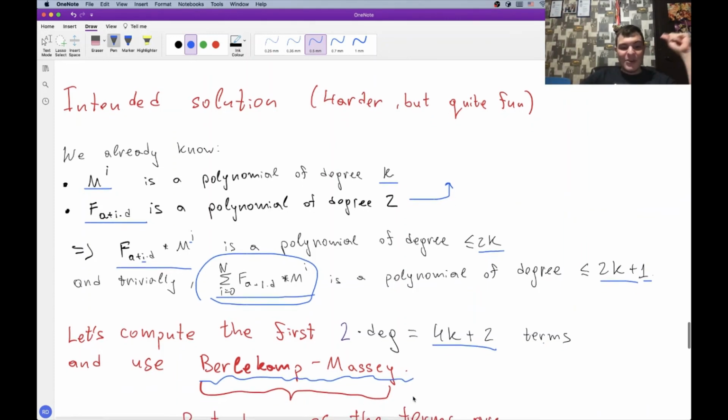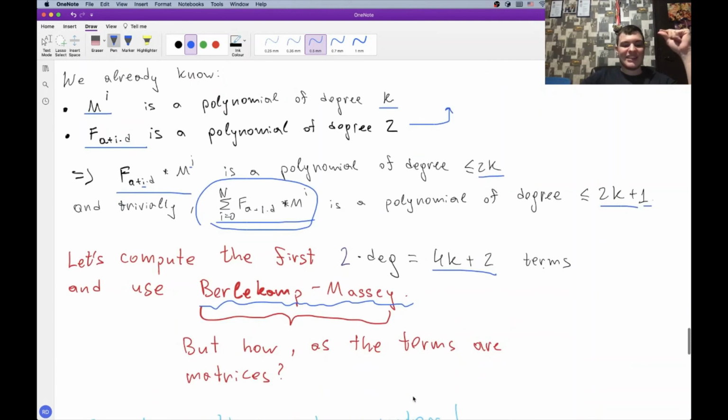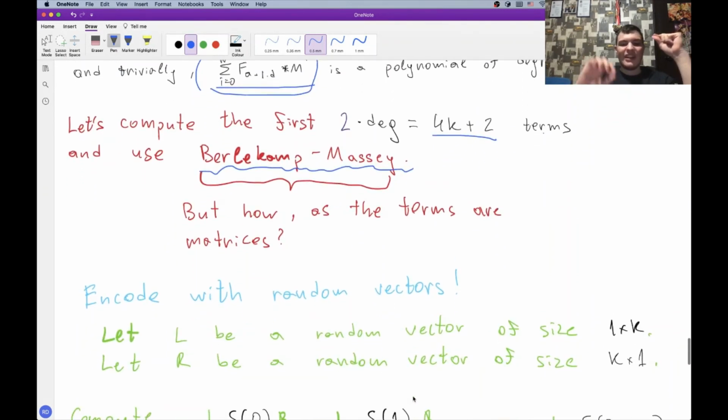And fortunately, we can actually use this probabilistic trick. Let's just create 2 random vectors. Those vectors will be L and R, where L will be 1 by k, and R will be k by 1.